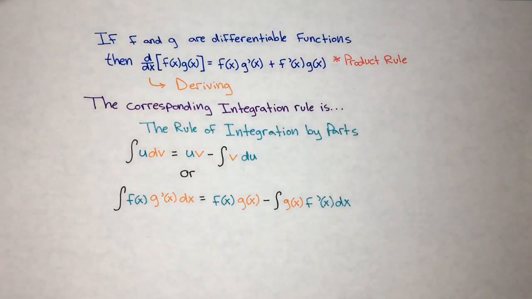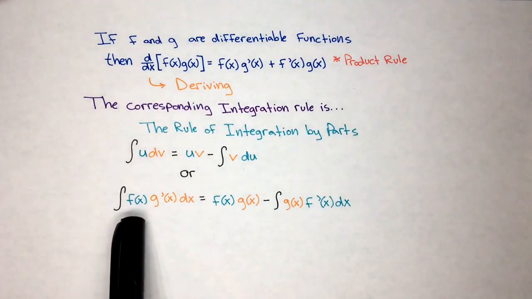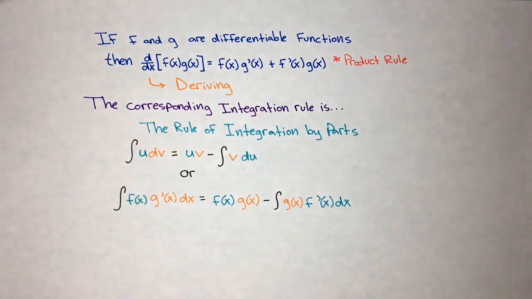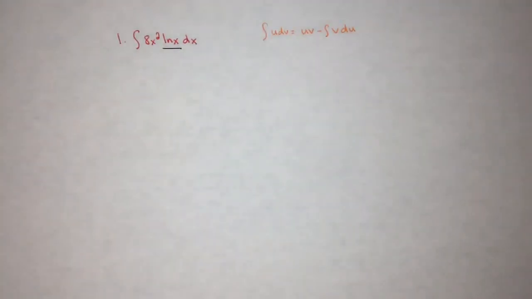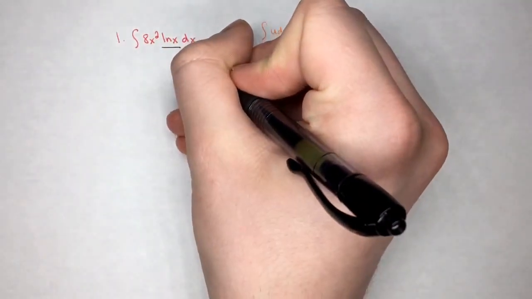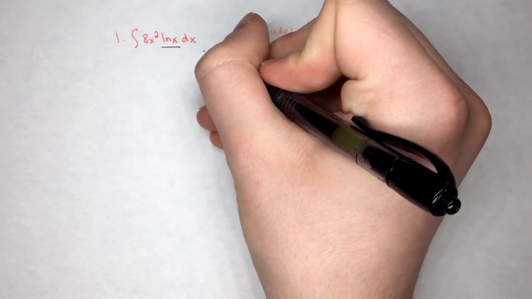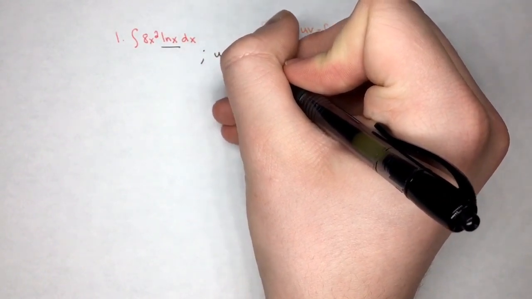Some people use f of x and u, or g prime of x and dv, but either way, you get u times v minus the integral of v du. The whole point is to simplify it down into an integral we know how to integrate. So taking a look at this, I know I can break down ln of x into 1 over x, and that might make it easier to integrate.